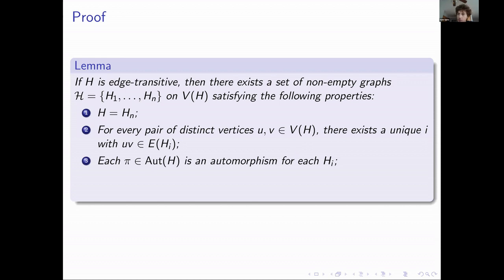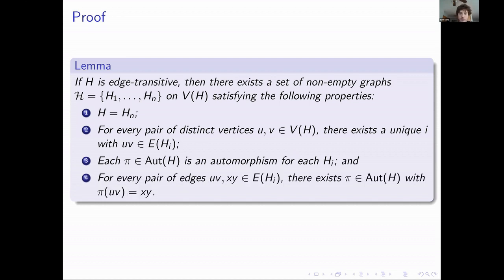The third thing is that every automorphism of H is going to be an automorphism for each of the H_i graphs. This is saying that each of the H_i graphs are at least as symmetric as our original graph. And lastly, for every pair of edges UV and XY in one of the H_i graphs, there exists some automorphism of H which maps UV to XY. So this says that all of the graphs in this family are edge transitive, and moreover, their edge transitivity can be exhibited by only using automorphisms of H, which again are automorphisms of each H_i by this condition. So this perhaps seems a little strange here.